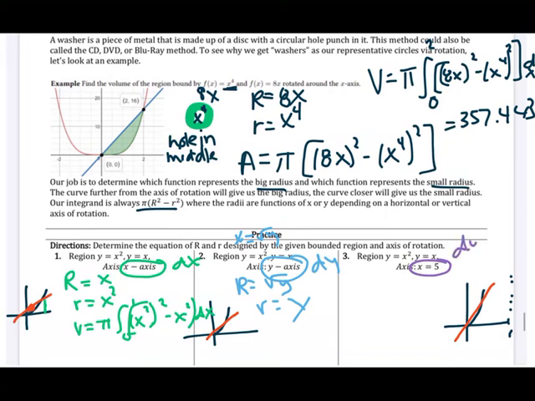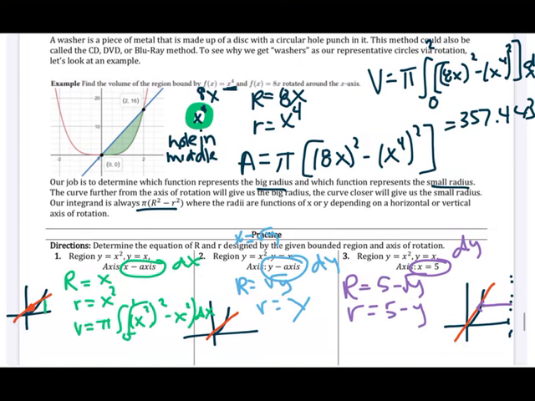For number 3, the thing to keep in mind is that we are rotating around the axis y equals 5, which is parallel to the x-axis, which means we're going to be integrating with respect to y. The other thing to keep in mind is that since I am 5 away from the function, I actually need to define my functions by 5 minus what was there before. So big R is going to be 5 minus the square root of y. Little r is going to be 5 minus y.